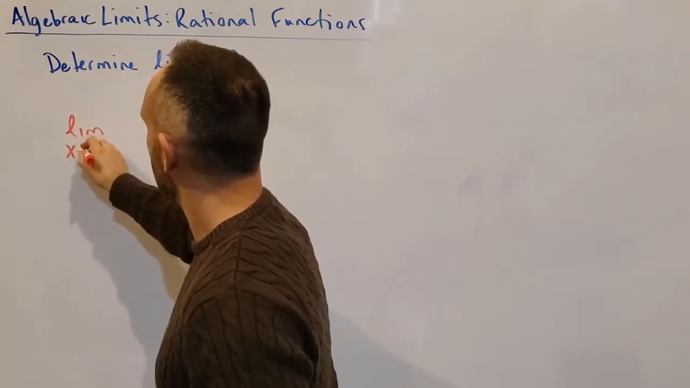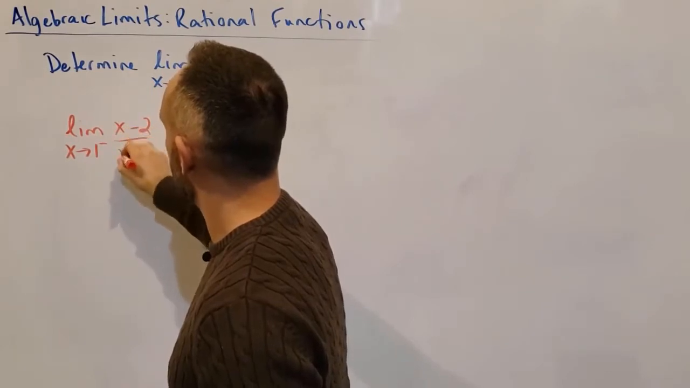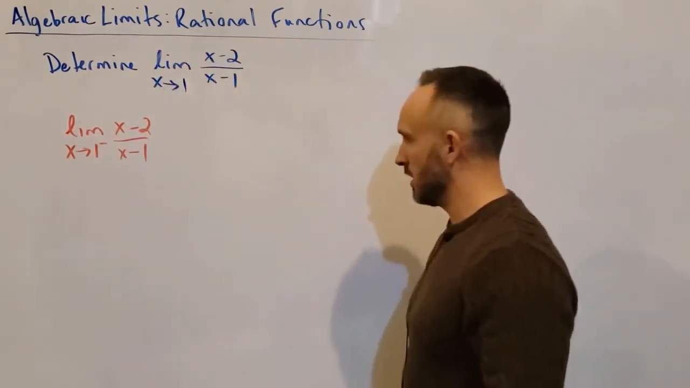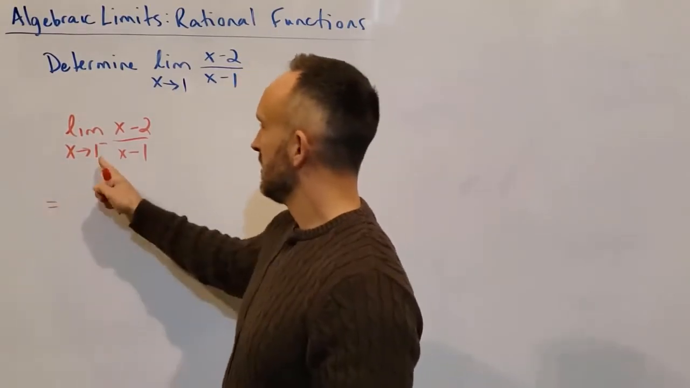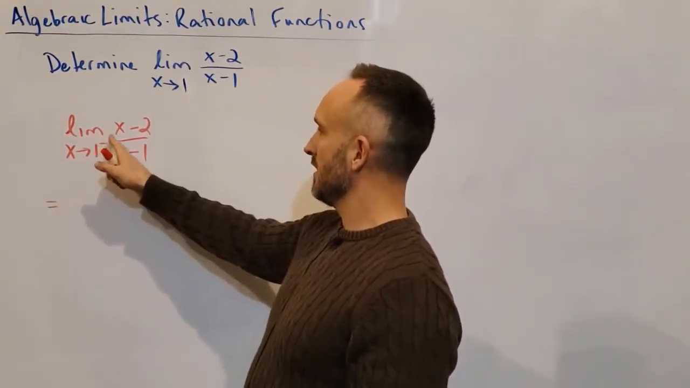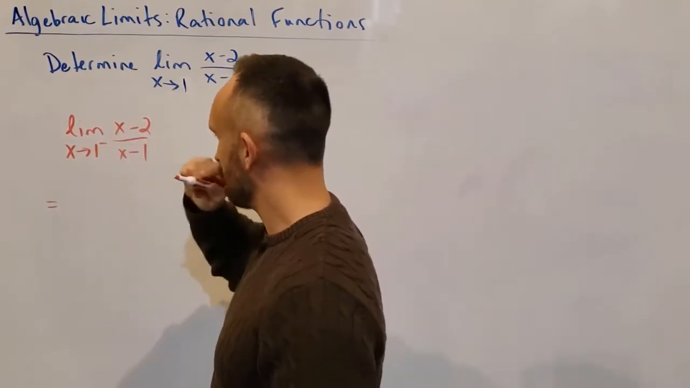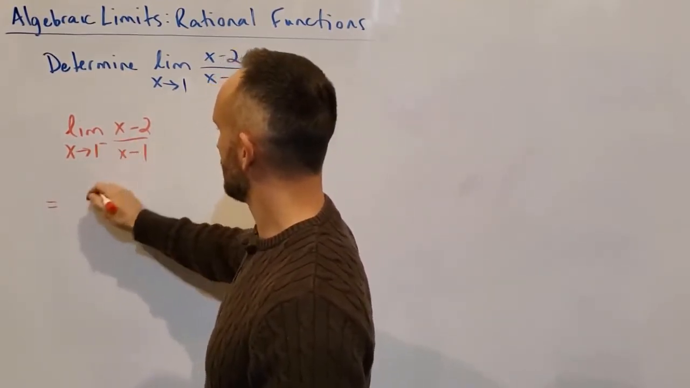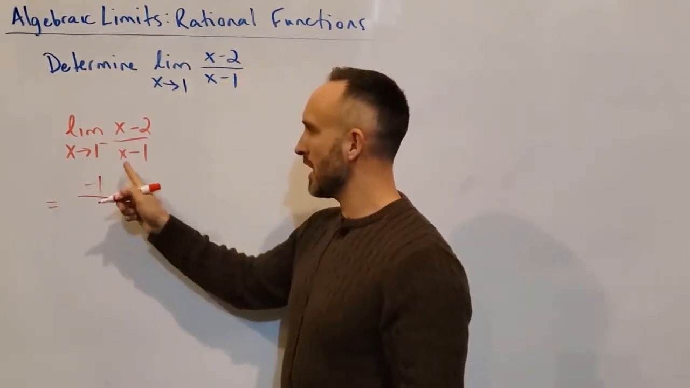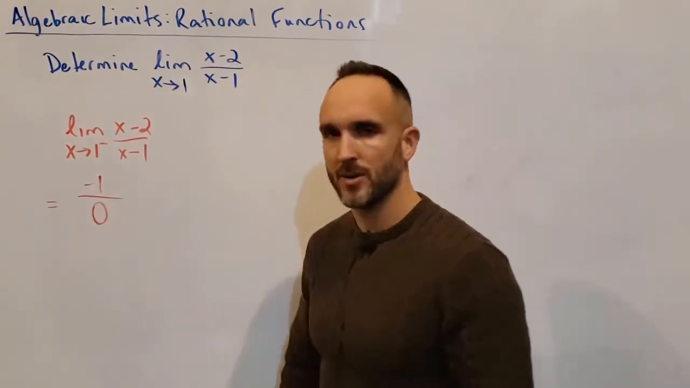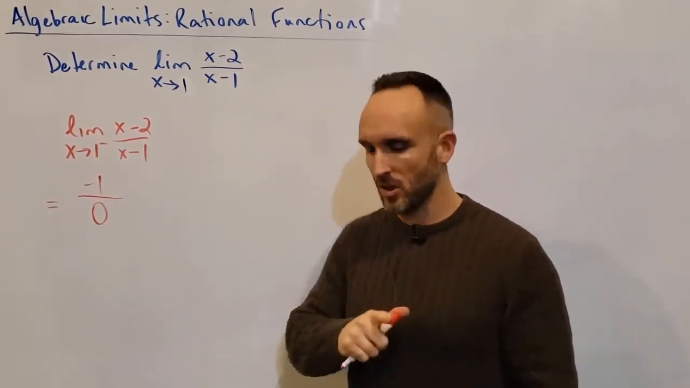The limit as x approaches 1 from the left of the ratio x minus 2 over x minus 1. And so what happens here is whenever x approaches 1, well, the top approaches 1 minus 2, right? 1 minus 2, which is negative 1. The problem is that the bottom approaches 0, okay? And so we can't leave it like this. This is not going to help us at all.